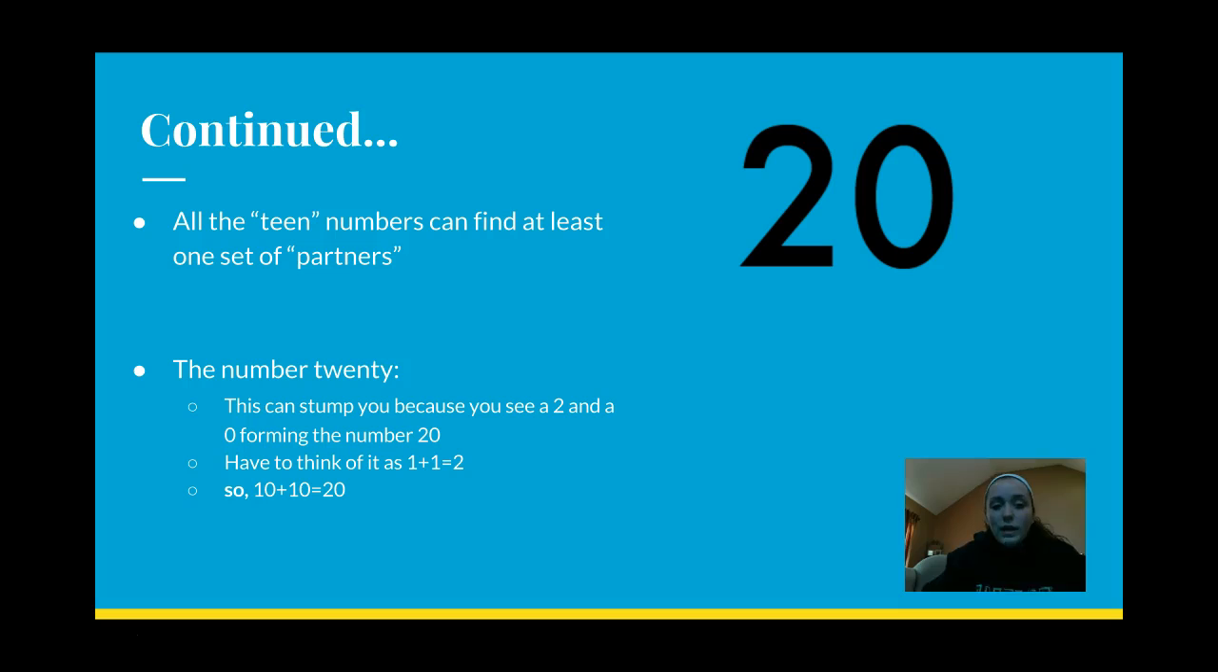You see a 2 and you don't see a 10, so all the other numbers were a lot easier. But if you think of it as just two 10s, there you go. There's your set, 10 and 10, which equals 20. So you have to see that 1 plus 1 equals 2, so that there's two 10s equal 20.